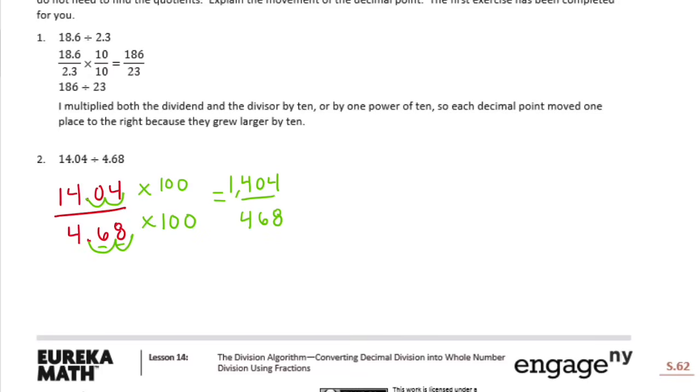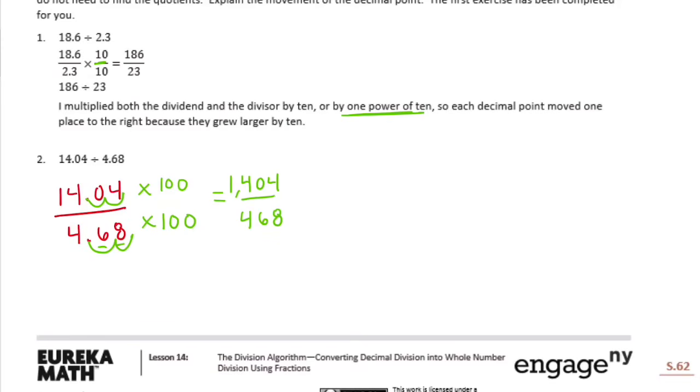So what we did, we need to explain what we did. We multiplied the dividend and divisor by 100, or 2 powers of 10, or up here we multiplied by 1 power of 10, because it's just 10. 100 is 2 powers of 10, so each decimal point moved 2 places to the right.